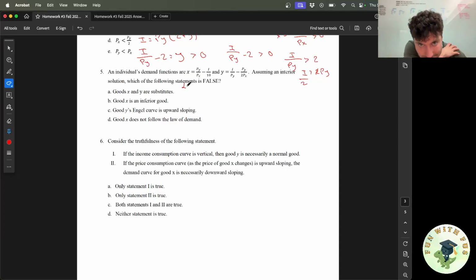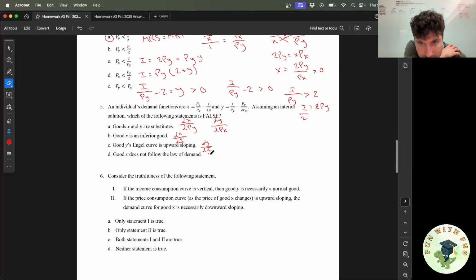I'll write out which derivatives would be useful. For substitutes, I'm always looking at the thing with respect to the other price. For inferior goods, I'm going to be looking at it with respect to income. The Engel curve is also going to be related to the income derivative, and good X does not follow the law of demand. So that is going to be dx over dpx, the own price elasticity.